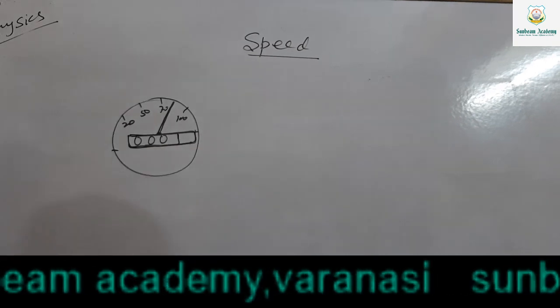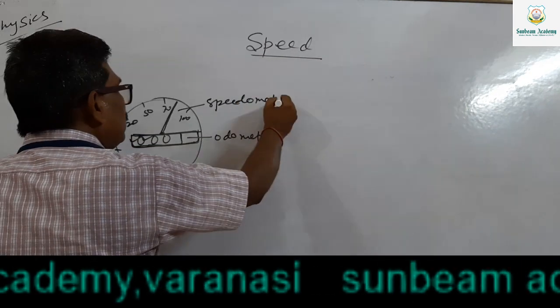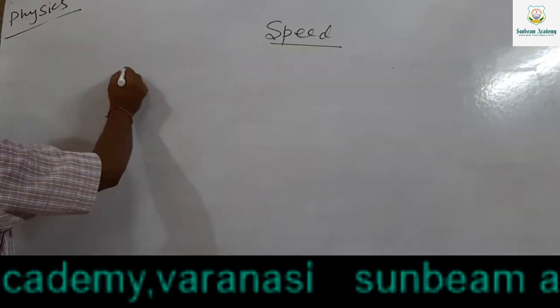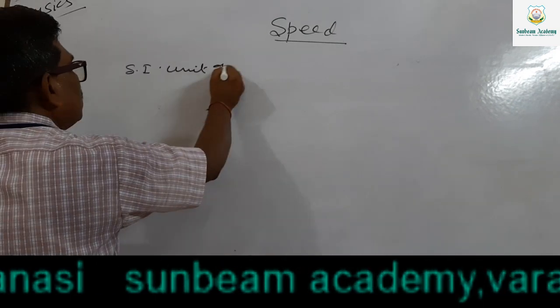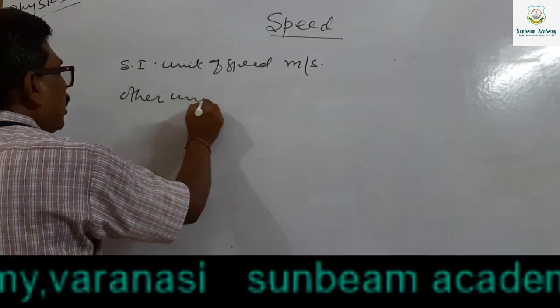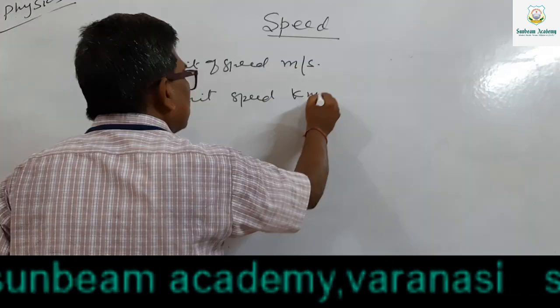This is called odometer. Odometer is used to measure the distance traveled by the body, and this speedometer is used to measure the speed of the body. Now, I have already told you that SI unit of speed is meter per second. And other or other bigger unit of the speed is kilometer per hour.